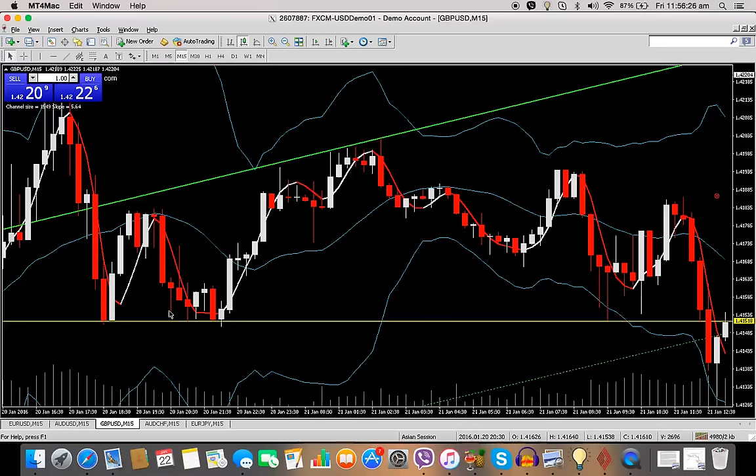What if this happened here? What if this came all the way down and was a solid red candle, like in this situation? If you took the trade here and the candle finished off here, you still lose that trade. I'm not in the business of losing trades. I don't want to take a trade that I'm likely to lose.